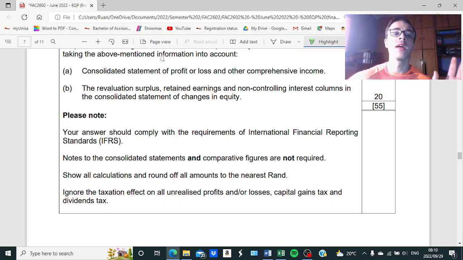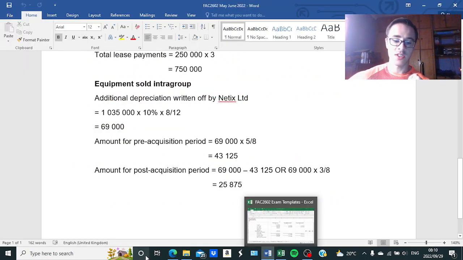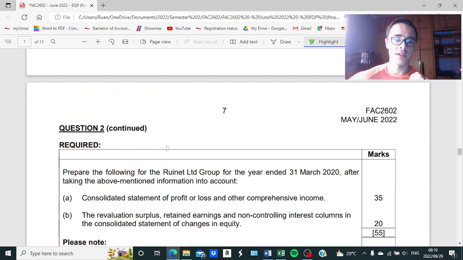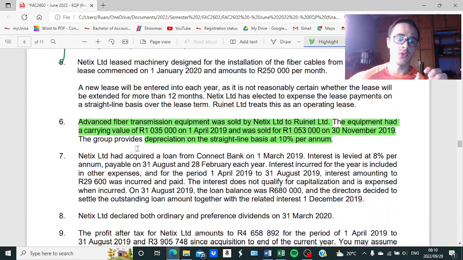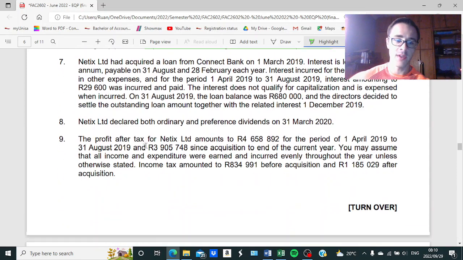So we will be doing the consolidated statement of profit or loss, the consolidated statement of changes in equity in full, as well as the consolidated statement of financial position. As I've said, we have finished points 1 to 5, so please go back to part 1 to study those calculations very carefully.